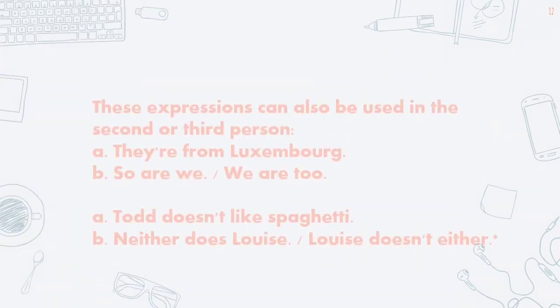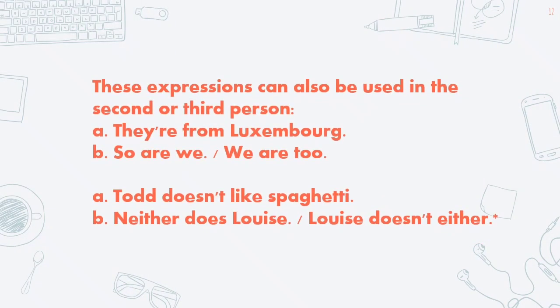So guys, these expressions can also be used in the second or third person. For example, they're from Luxembourg. So are we, or we are too. Todd doesn't like spaghetti. Neither does Louis, or Louis doesn't either. So we just remember either for negative sentence, neither for positive sentence.